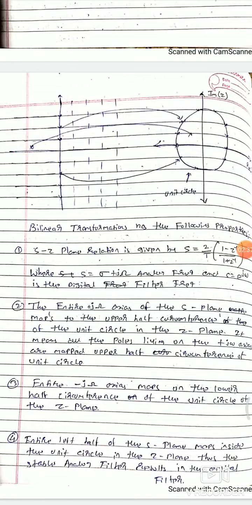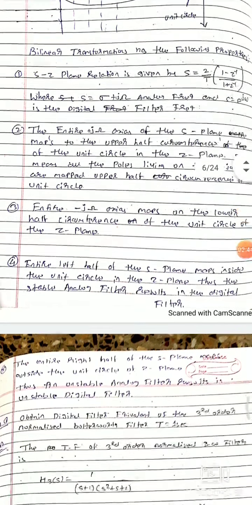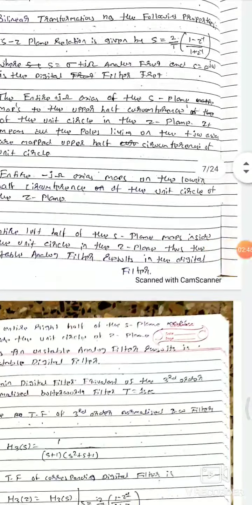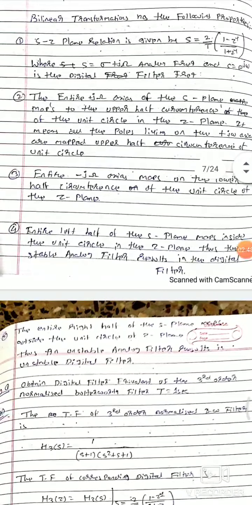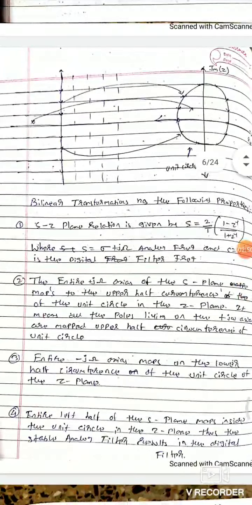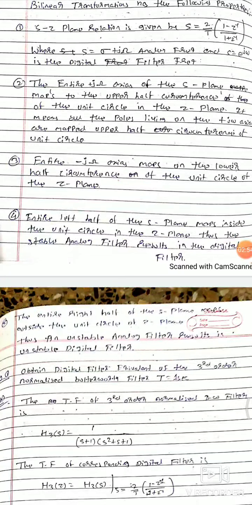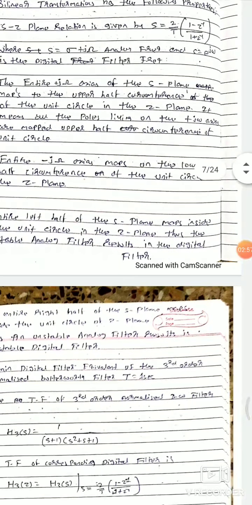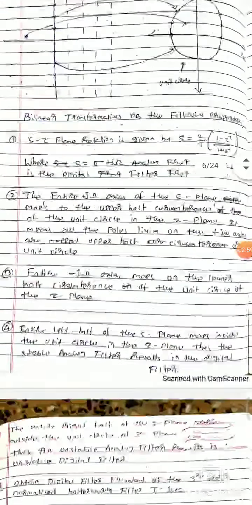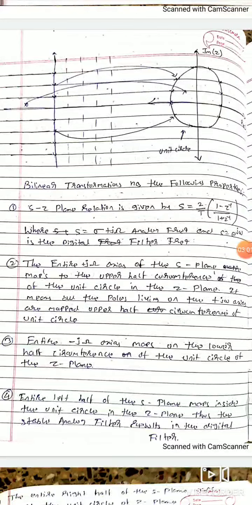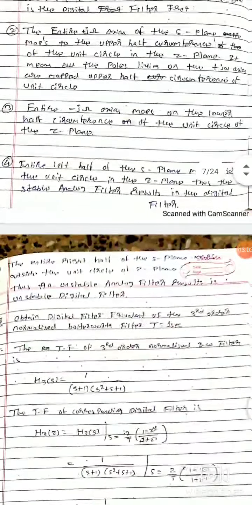This is the plus j omega axis, whatever poles are lying here are mapped on the upper half of the circumference of the unit circle. The entire minus j omega axis maps on the lower half of the circumference, right? On this side, these poles are mapped here on the lower half of the circumference of the unit circle. Okay, the entire left half of the s plane is mapped inside the unit circle. You can refer to that diagram there.